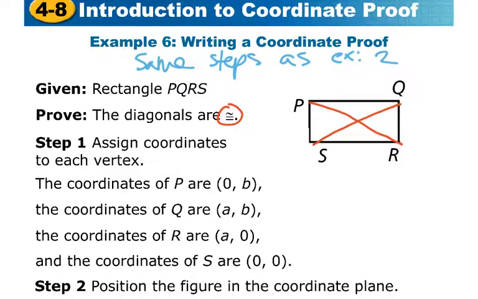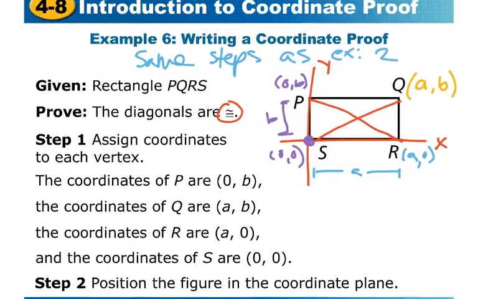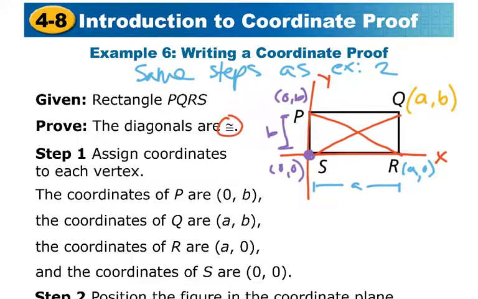First thing we're going to do is assign that this is in our coordinate plane, on an x-axis and a y-axis meeting at 0, 0. For the coordinates of P, apparently they've decided the length of this side is B, and so to get up to P, you go over nothing and up B. The coordinate of Q comes from the fact that we've decided this length is A, so this is A, 0. To get up to Q, you go over A and up B, whatever those lengths happen to be. So we've positioned the figure in the coordinate plane, and now we have this visual that we can use to find the distance between SQ and the distance between PR.